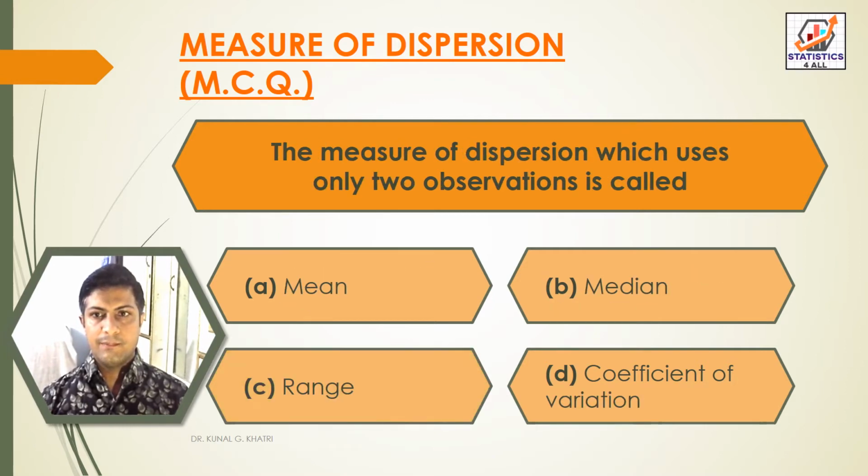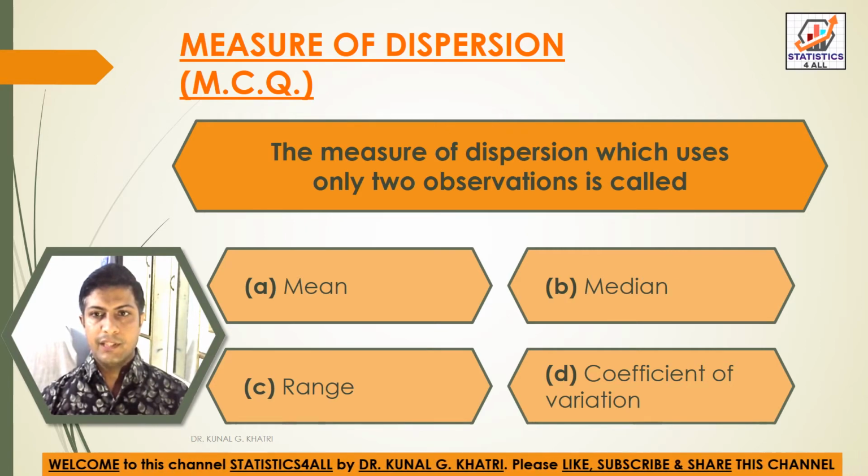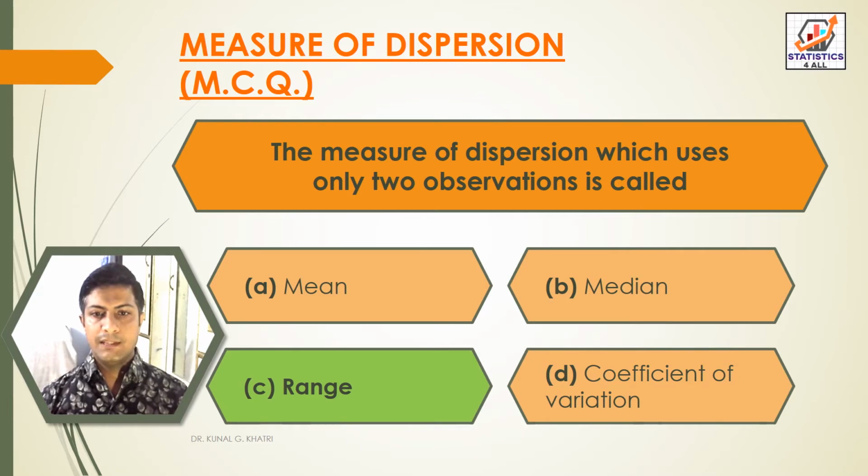Next question, the measure of dispersion which uses only two observations is called option A mean, option B median, option C range, option D coefficient of variation. So here we have answer option C range. The measure of dispersion which uses only two observations is called range.